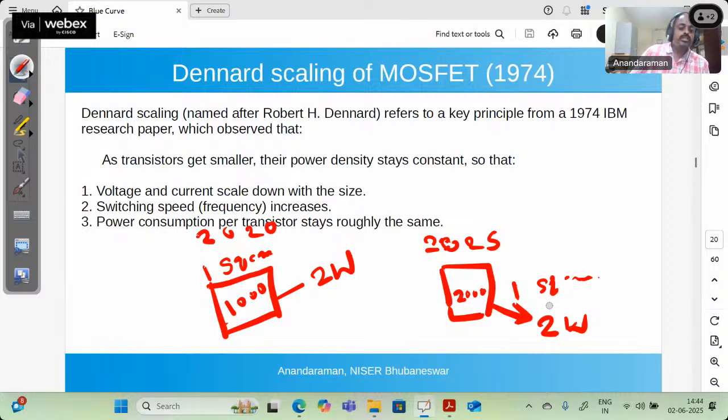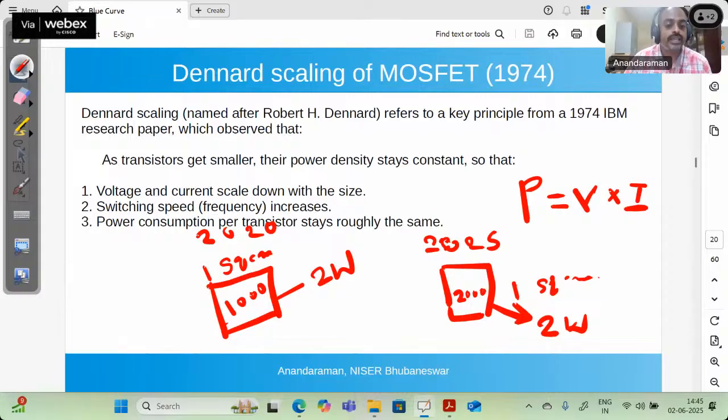Okay. So how is it possible? Because what is the power formula? Power is equal to voltage into current. So power remains constant means voltage and current are reducing. For example, if the transistor voltage in 2020 is 10 volt, in 2025 it will be 5 volt only, and current will also be reduced, so that it maintains the same power, but the number of transistors is increasing.